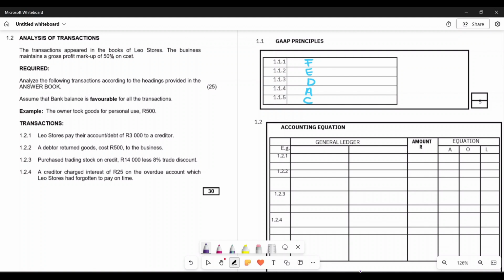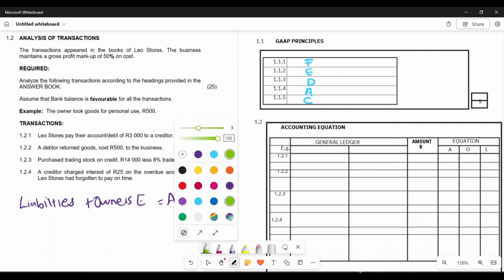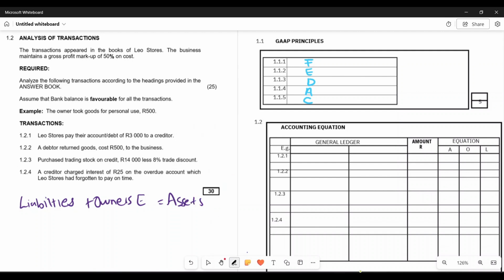1.2, where we're going to analyze transactions and write down their accounting equation. So first, my accounting equation simply states that my liabilities plus my owner's equity are equal to my assets. So whenever there is a transaction, you should ask yourself, what is it that the transaction affects? Does it affect your liabilities, your owner's equity, or your assets?